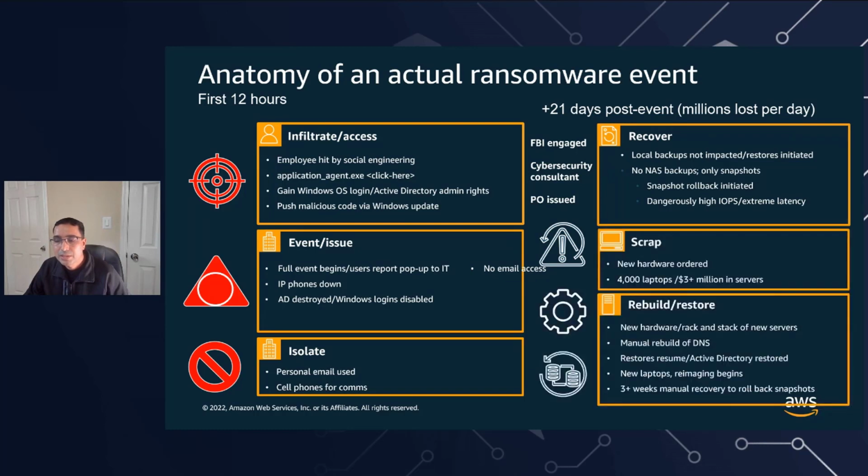Over the next 3 weeks, the IT storage administrator team tries to recover from local backups. They sometimes end up creating high IOPS, high latency applications within the network. Sometimes they even have to scrap some of the affected laptops and servers. Finally, they get new hardware and start the rebuild process. So you can see that from the beginning of the attack to about 3 weeks or even a month, they're still limping back to normalcy. This painful experience is what we would like to help all our small medium business customers avoid.